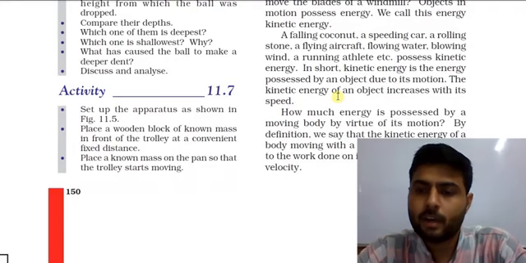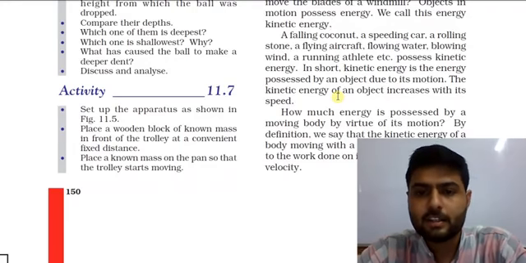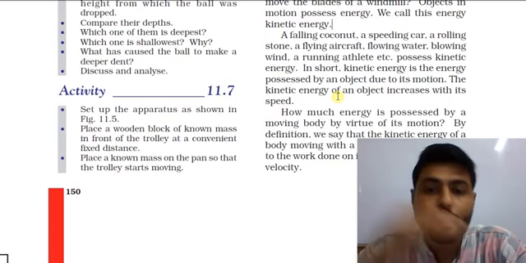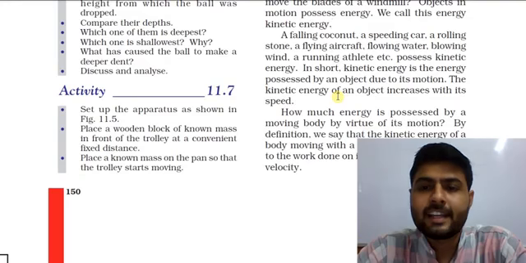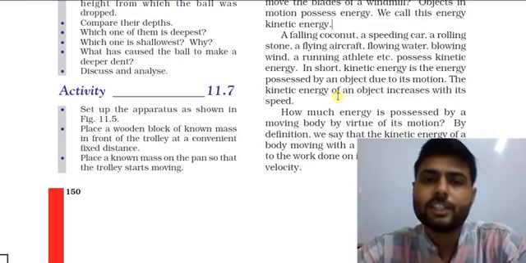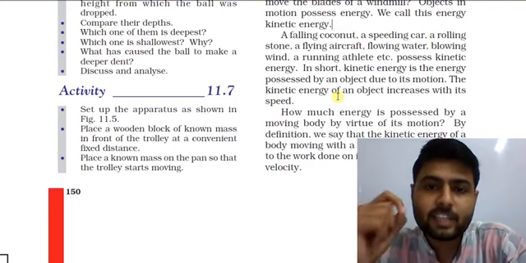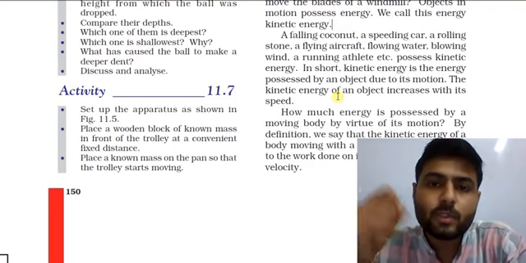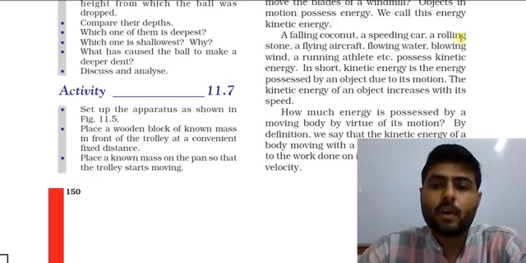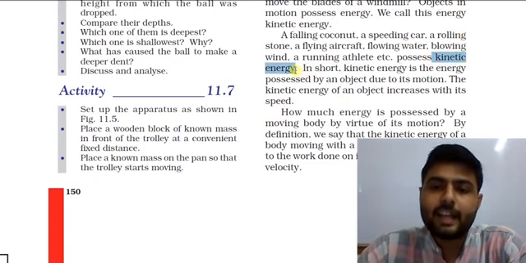A falling coconut, speeding car, rolling stone, flying aircraft, flowing water, blowing wind, running athlete, etc. possess energy, and this energy is due to their motion, and this energy we call kinetic energy.